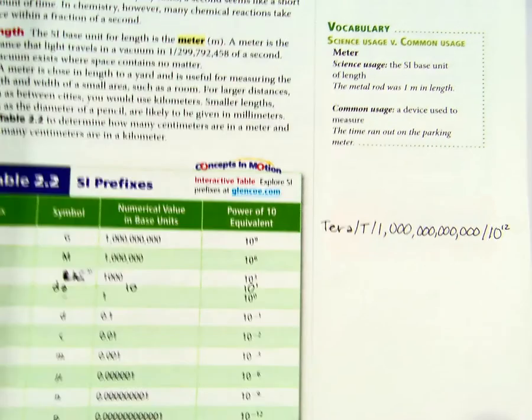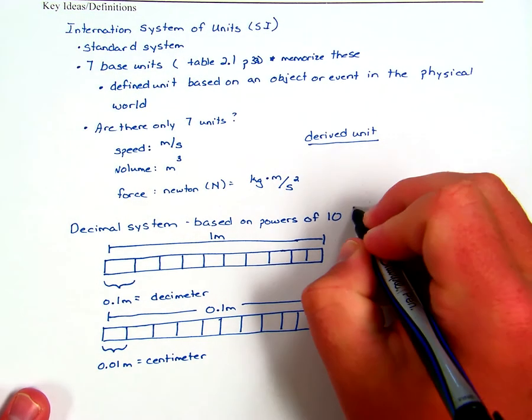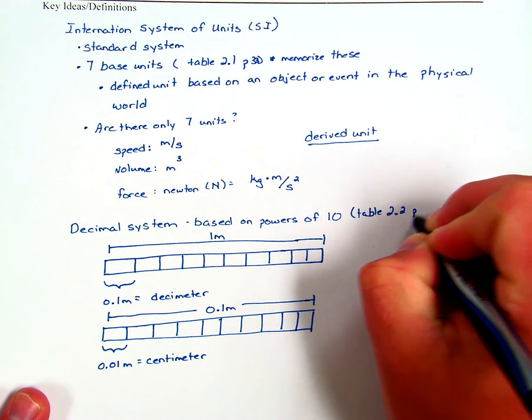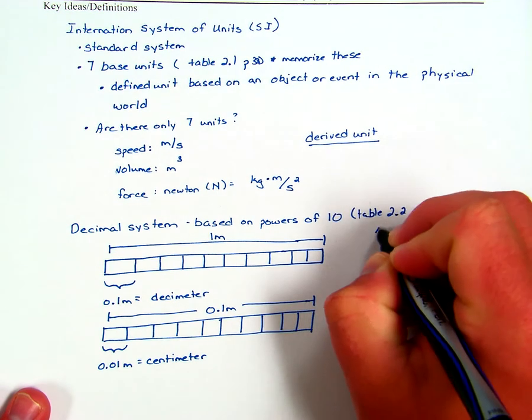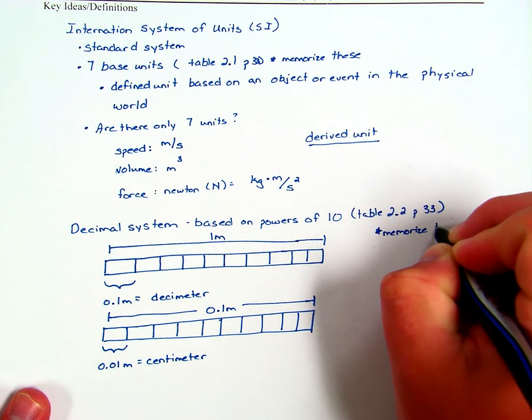So these are all listed in table 2.2 on page 33. Okay, and we want you to memorize these. These we will use a ton in this class, so it is important that you get those memorized fairly soon, actually. So I'd be working on that if I were you.